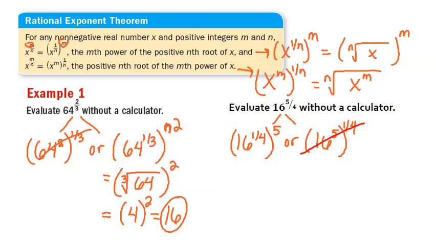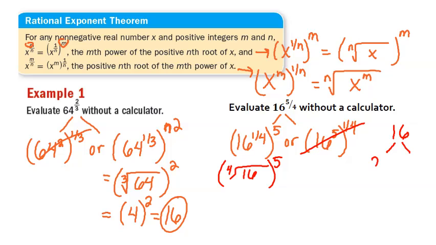So if I'm looking at 16 to the 1/4 power, that's really the 4th root of 16, and I'm going to raise it to the 5th. Now, say I don't remember from the chart what that is. I can always go off to the side and break down 16.